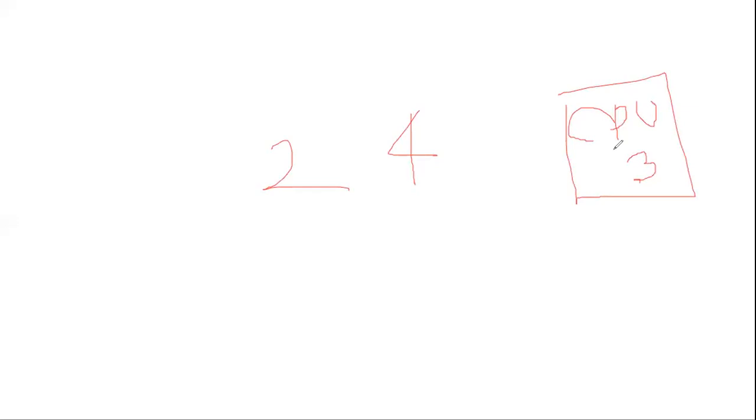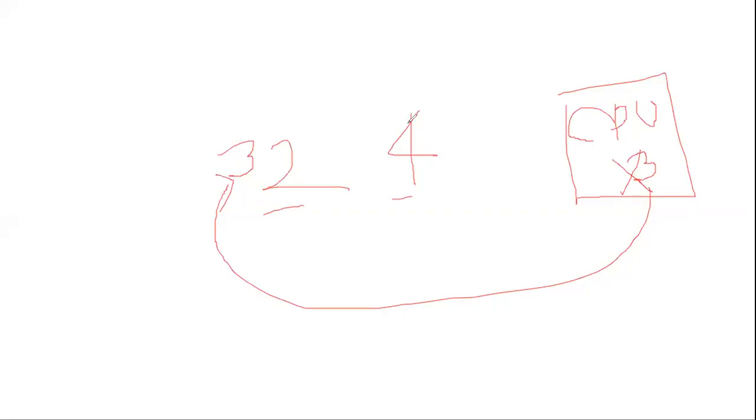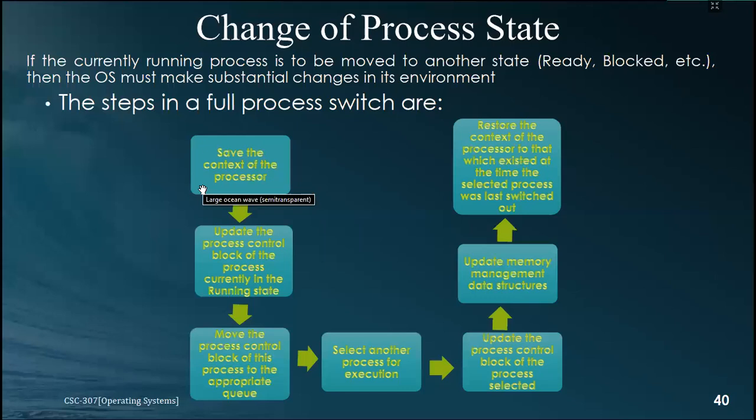So first we save the context of process 3. After that we update the information in the PCB, and after that we move it back to the end of the queue. Let me draw it again. It will go here, and then the CPU will be empty, all the information is stored, and then we select another process for execution. From the queue we have here, we will select either process 4 or process 2. This might depend on the priority, which process has higher priority, or on the order, which came first, and many other factors.